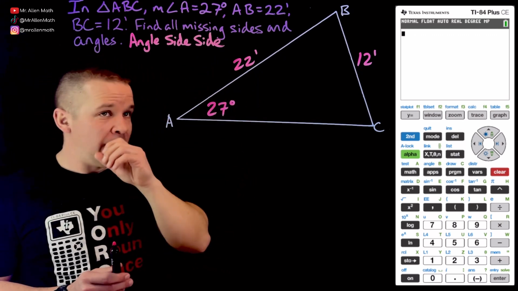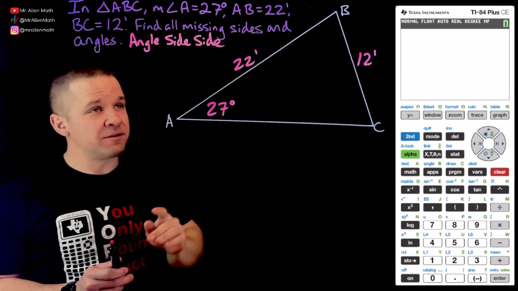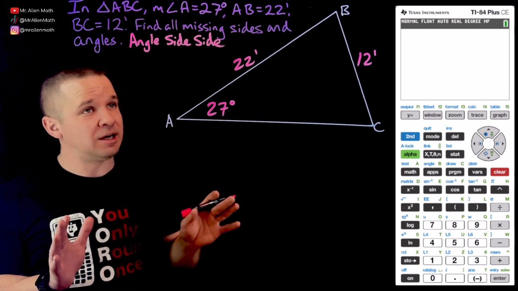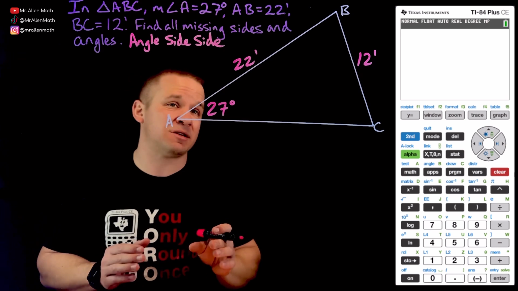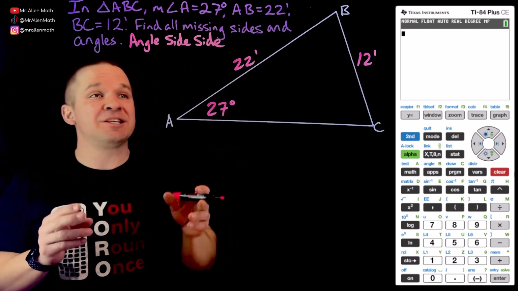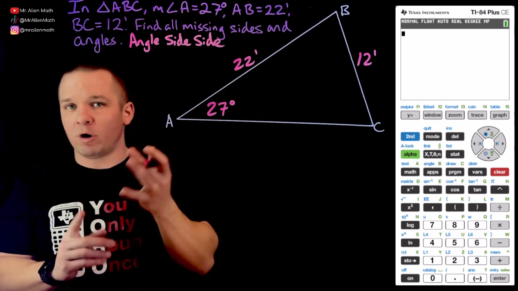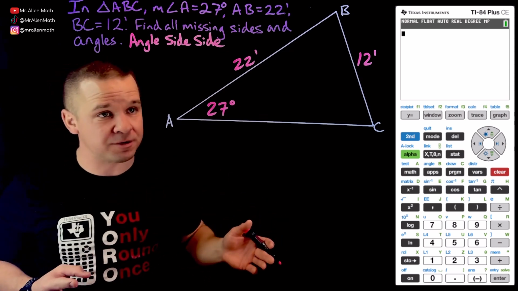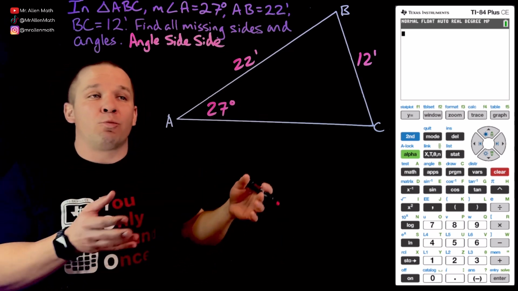We have to be careful with the angle side side situation, because we could really make an angle side side out of ourselves if we aren't checking things and being careful. This is the one that leads to the ambiguous case, right? We could have one triangle, two triangles, or no triangles in this situation. We just have to see how it works out.